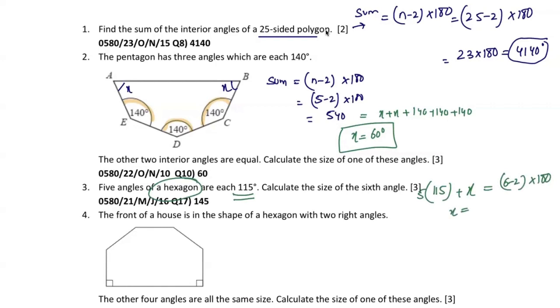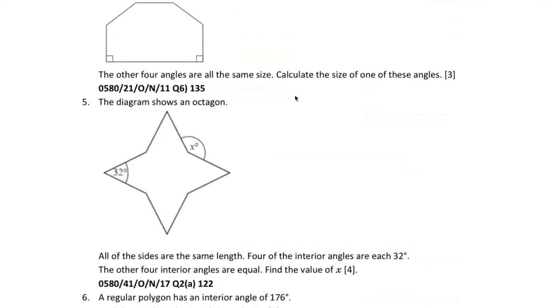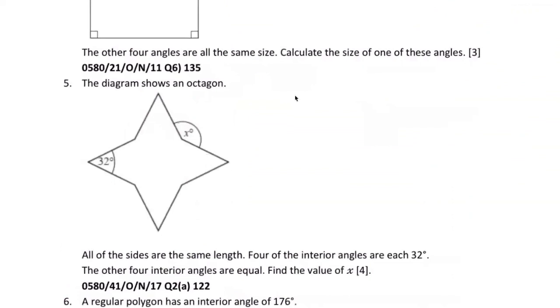Omar, what's the value of x coming out? 145. 145 degrees. Okay. Let's try question number 5 now.